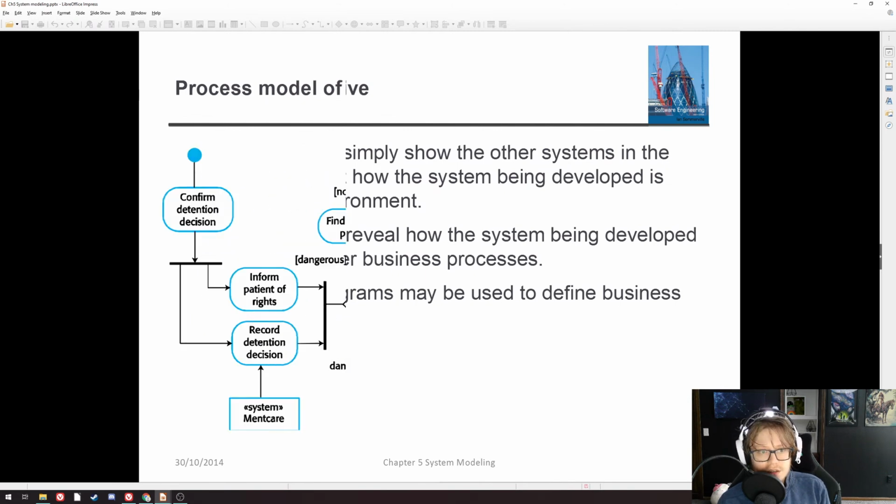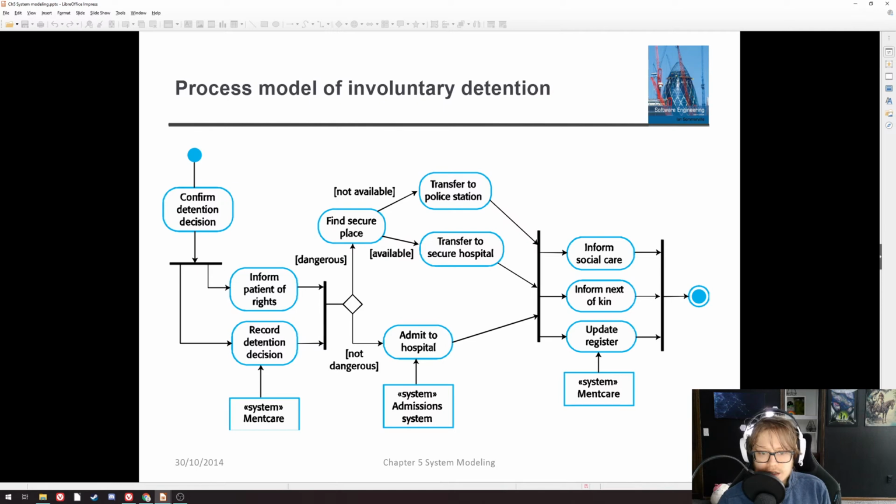Let's look at how a process model looks. So let's say that the Mentcare system, which is again like a medical system that does drug stuff, I don't even really remember. Well, it's going to be involved when, let's say, a person is involuntarily detained for a medical reason. So we would follow that entire social process, or you could call it a business process, depending on how you think about it, of somebody being involuntarily detained.